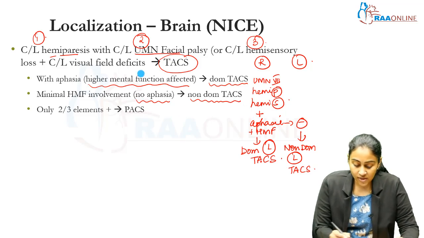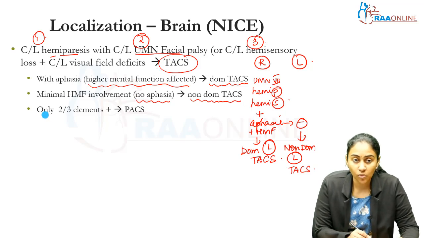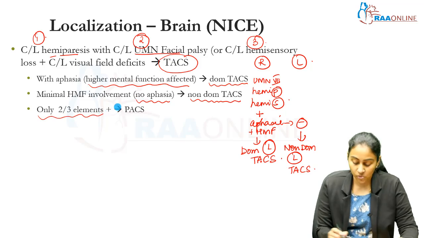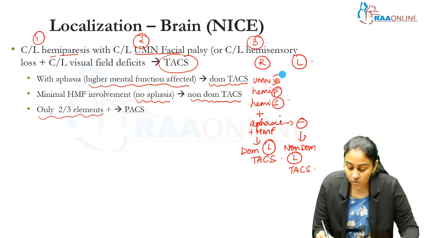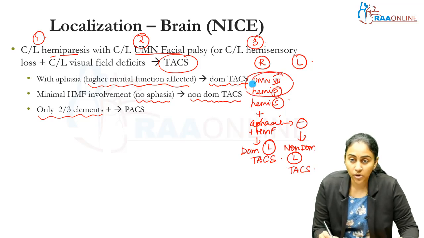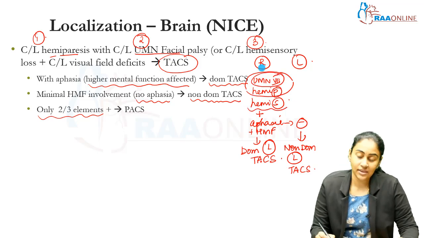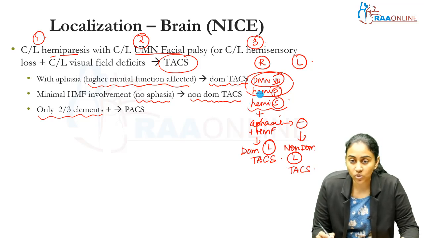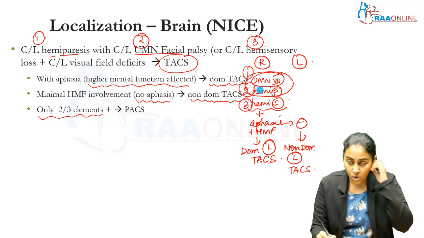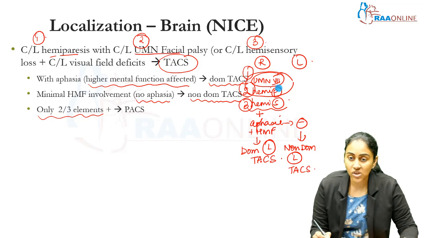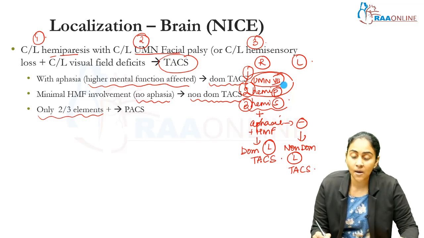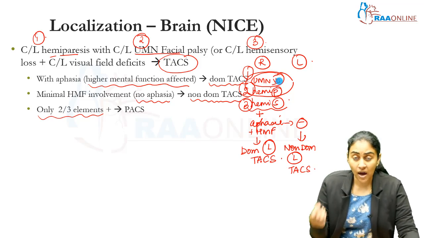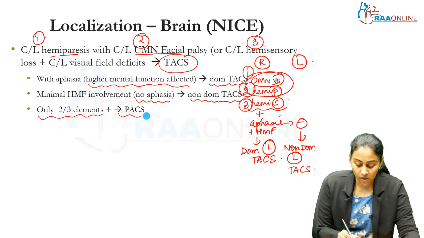Now, of these three elements, if only 2 out of the 3 are present, which means, let us say, your patient had only upper motor neuron facial palsy and hemiparesis, or only upper motor neuron facial palsy and hemisensory loss, in this manner, any 2 out of the 3 elements, the 3 elements being facial palsy, hemiparesis, hemisensory loss or visual field deficit, then your patient has a partial anterior circulation stroke, which is called PACS.